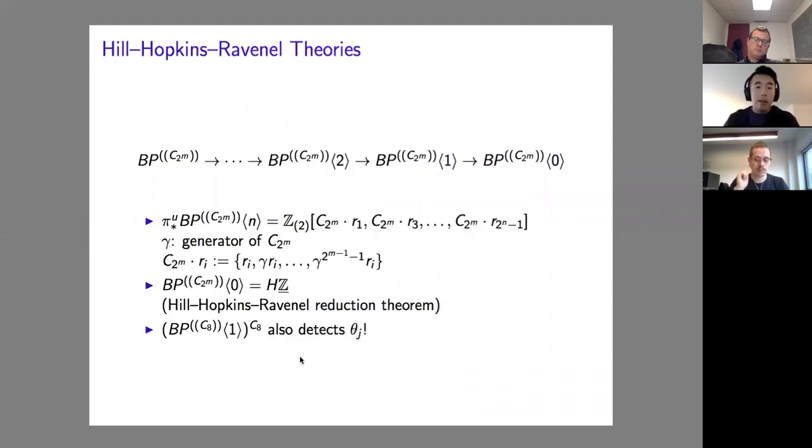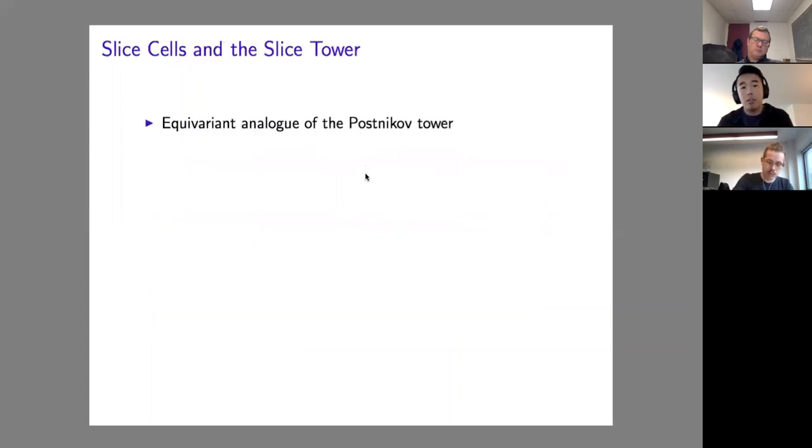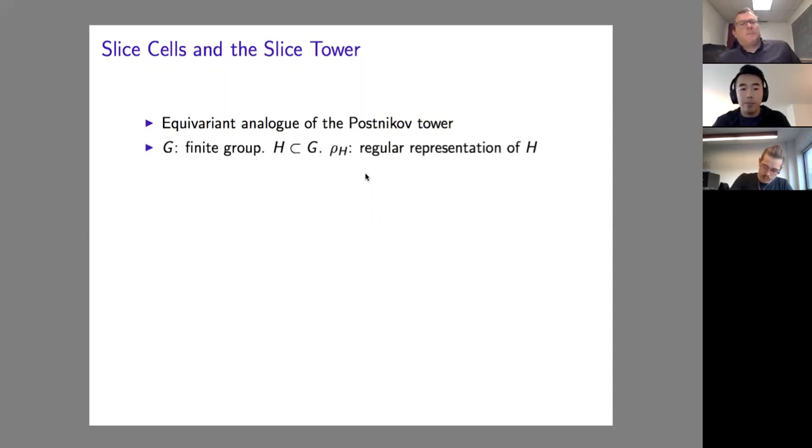Now we have these theories. We call these theories the HHR theories. How do we analyze these homotopy groups? We analyze these homotopy groups by the slice spectral sequence. I would like to quickly say a few words about the equivariant slice spectral sequence. They are an analog of the non-equivariant Postnikov tower.